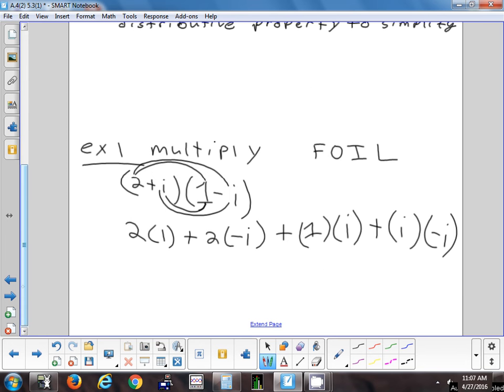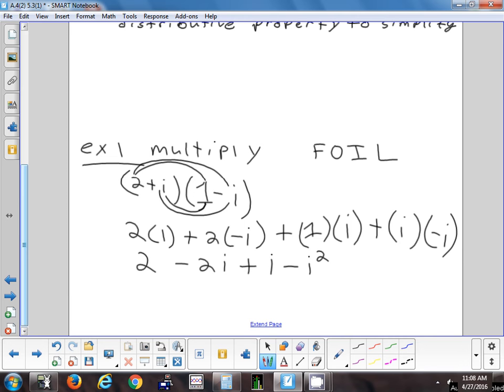Let's simplify that out. Kylie, 2 times 1? 2. Melissa, 2 times -i? -2i. Ashley, what's 1 times i? Yeah, just 1i, or we could just write i. And now the last part, Hunter, let's look at it in two steps. We have a positive i times a negative i. What's a positive times a negative? Negative. And what's i times i? i squared. That's where we get that i squared from.